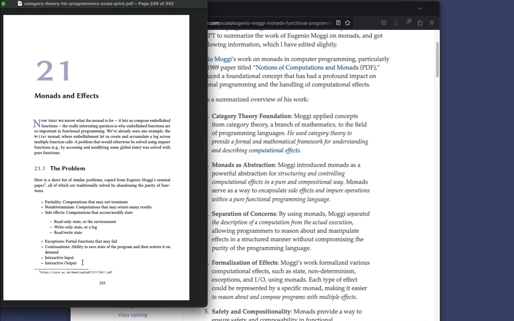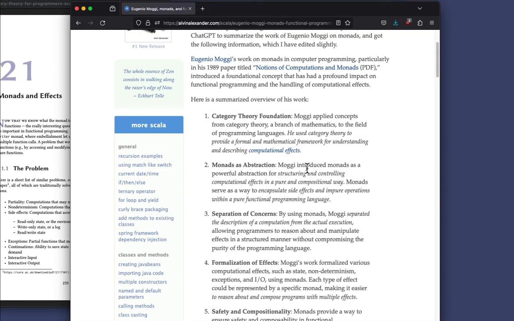And so far, we've kind of focused on these here, the interactive output, interactive input, exceptions, and side effects. But the importance of Moggi's work is that he discovered this way that we don't have to abandon the purity of functions. And of course, that has to do with what we now call the I/O type and monads. So coming back over here, Moggi introduced monads as a powerful abstraction, and that is for handling computational effects in what's considered a pure and compositional way.